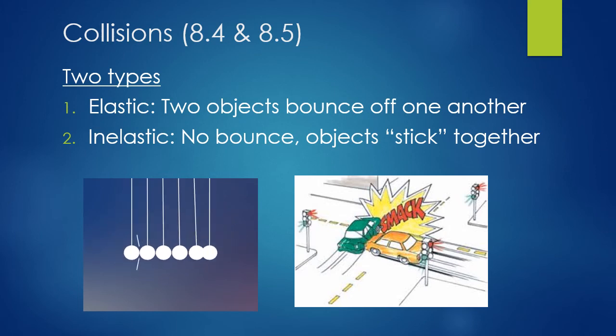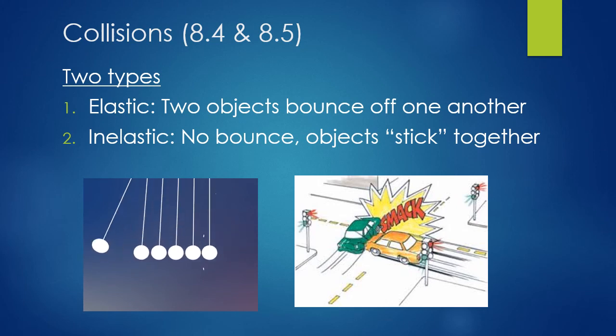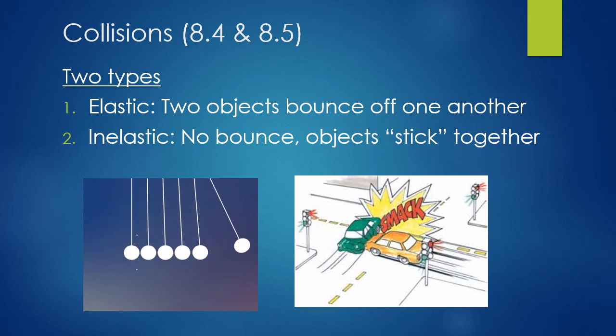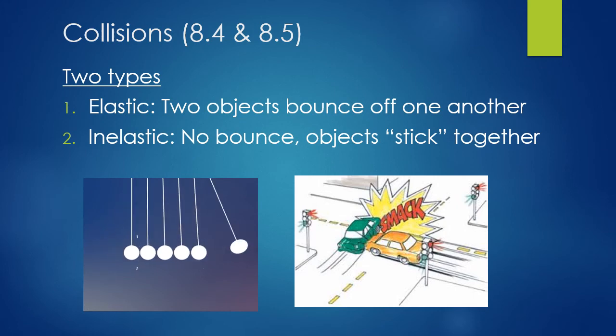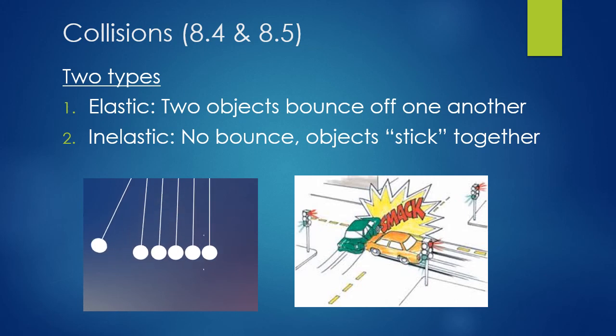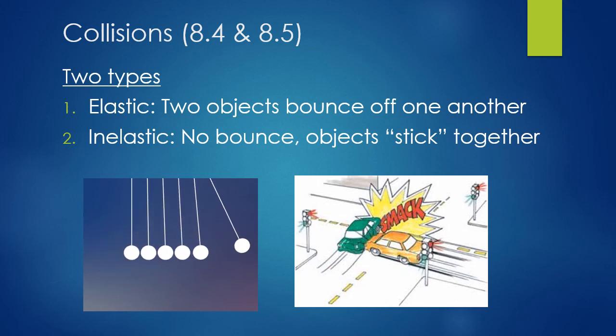For elastic, it's when two objects bounce off of one another and go their separate ways. So they hit, bounce, go their separate ways. The image I have here is Newton's cradle. Those balls that hit and then go back and forth, right? You see a collision and then they bounce off each other and go opposite directions. Okay, so that's an example of elastic.